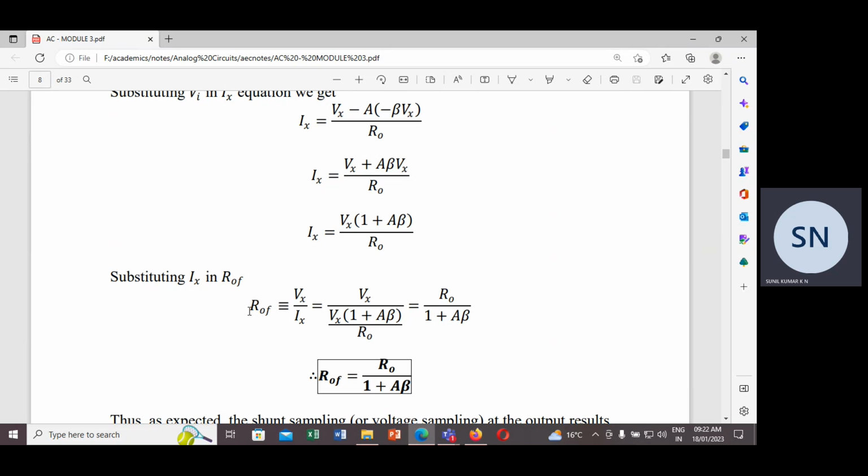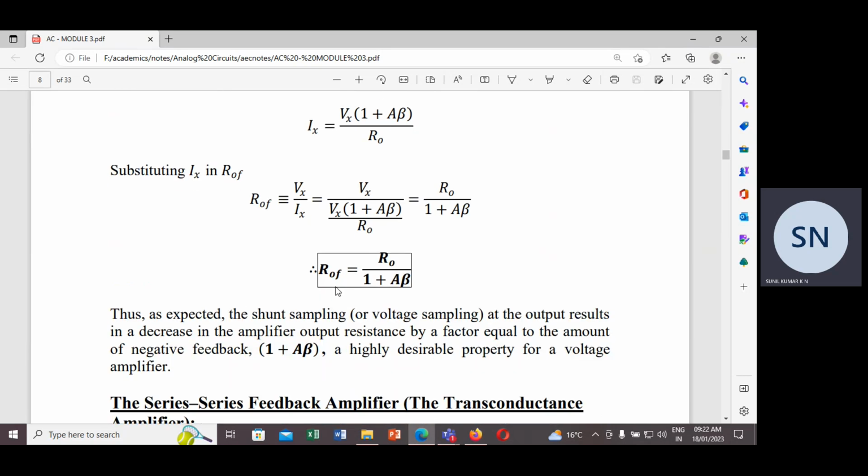So that is ROF. Here, since it is a shunt, as I have told you, the final expression should be R0 by 1 plus A beta. That means on the output side, the output resistance is reduced by a factor of 1 plus A beta. Without feedback, it is R0. With feedback, it is R0 divided by 1 plus A beta. So this you should remember.